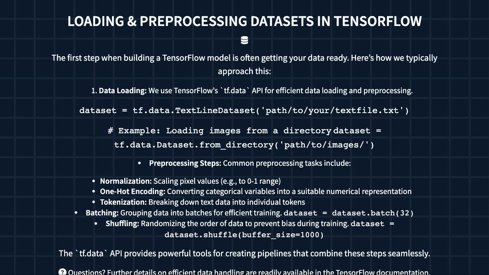Don't forget that batching is important for training. It groups your data into batches for faster computation, and shuffling helps avoid bias in your model.